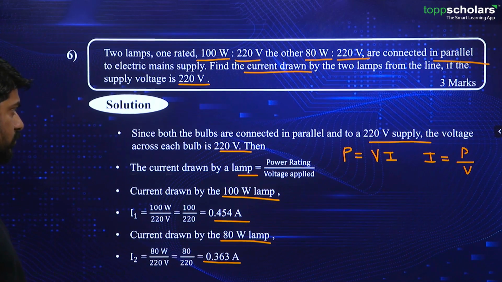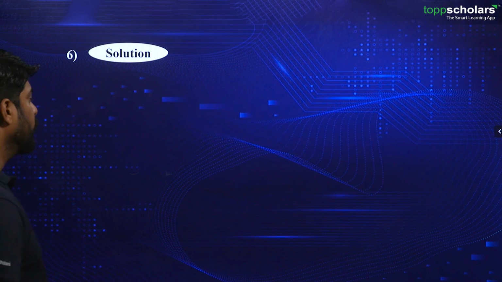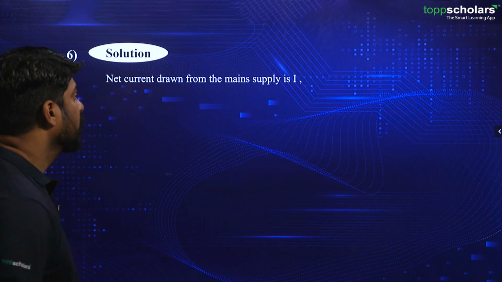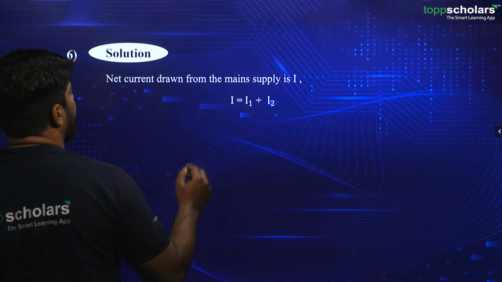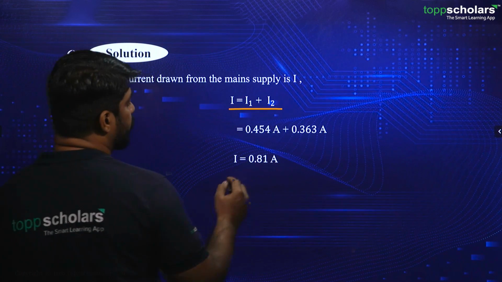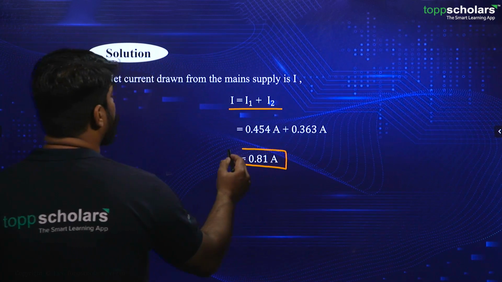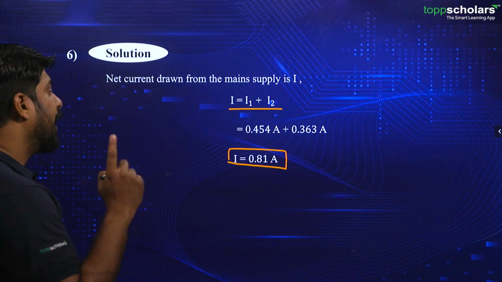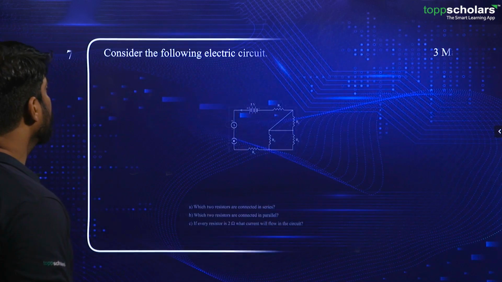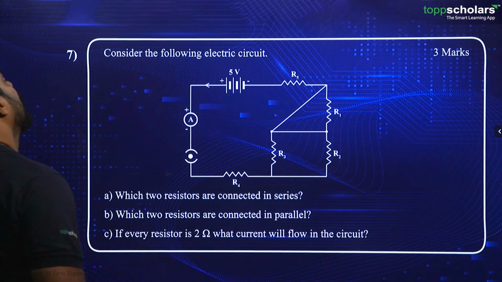Now we have to calculate the total current or the net current from the mains supply, and this is I1 plus I2, and it will be equal to, I is equal to 0.81 amperes. Okay, so this is going to be the answer. Moving on to the next question.